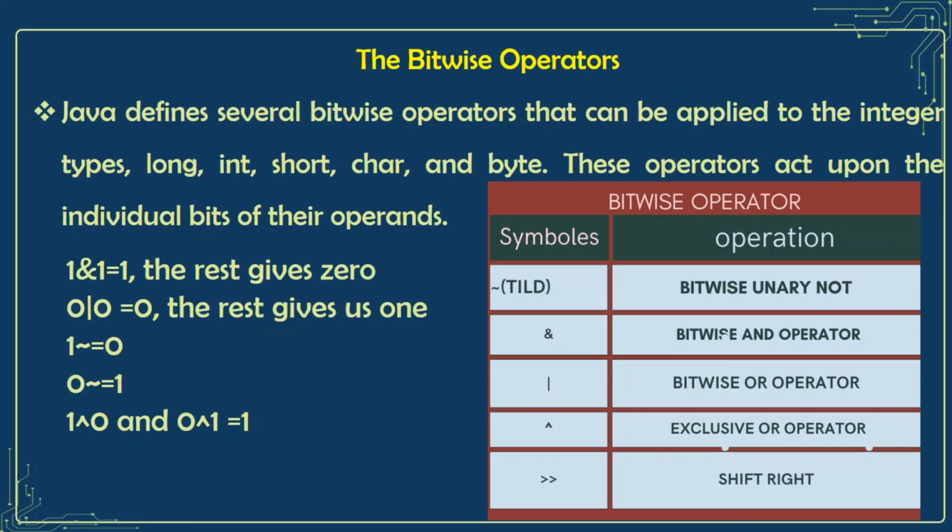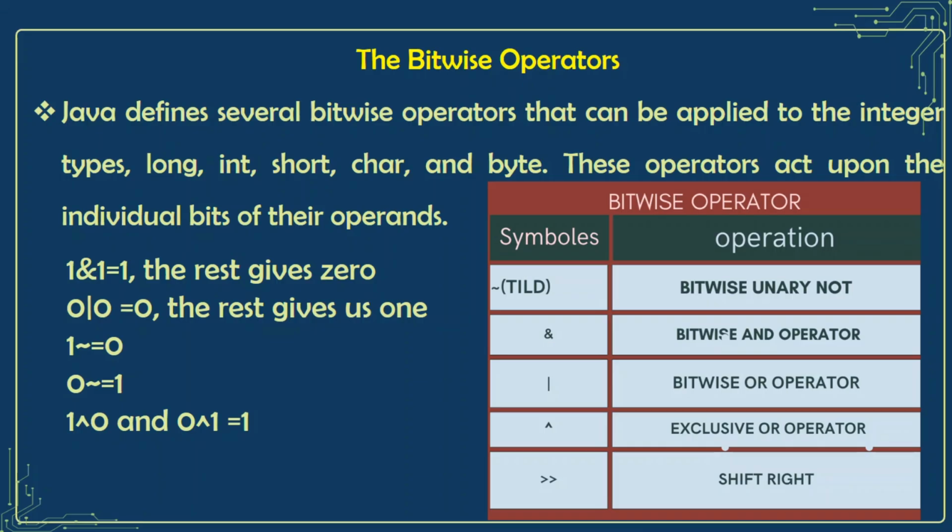The other, bitwise operators. Java defines several bitwise operations that can be applied to the integer types. The integer types can be long, int, short, and others. These operators act upon the individual bits of their operands. The main thing which distinguishes bitwise operators from the other operators is that they operate on a single bit rather than the byte level. There is a bit, that's why their name is bitwise operators. So they will operate in terms of bits.